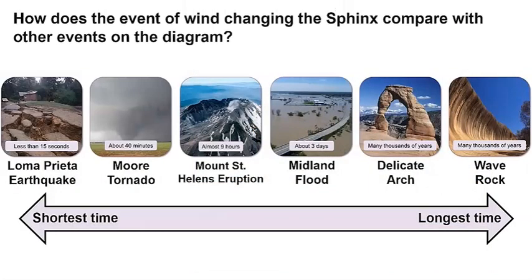I wonder, how does the event of wind changing the Sphinx compare with the other events on the diagram? Point to where you think the event of wind changing the Sphinx should go on our diagram. I think wind takes a long time to change rock. I would put the event near delicate arch and wave rock, which took thousands of years to form.